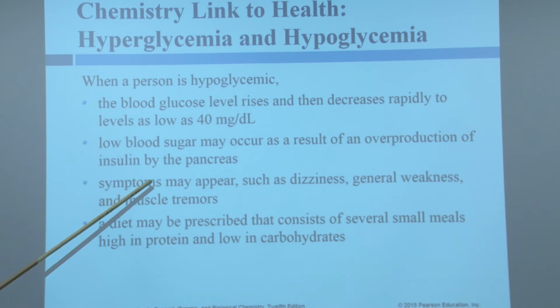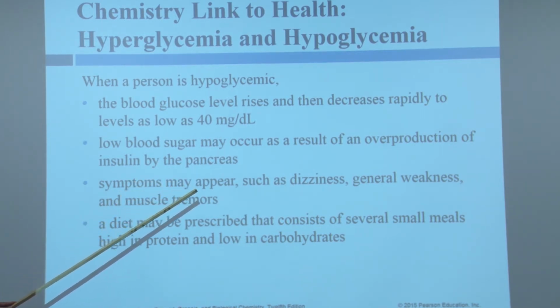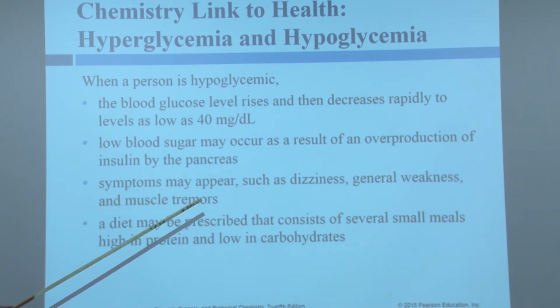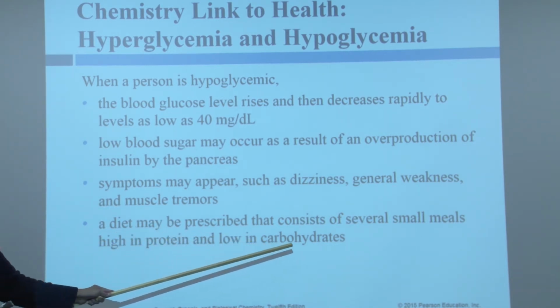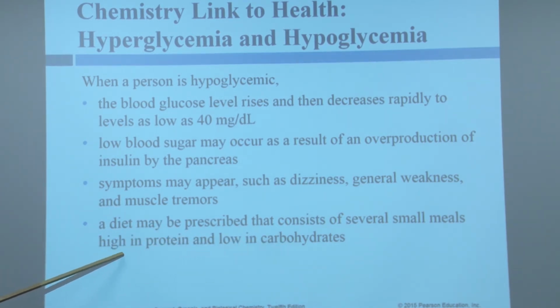What does the insulin do? It takes the sugar from the blood and deposits it into the different muscles and all the different areas where the need is. Symptoms may include dizziness, general weakness, muscle tremors. So this is the management of hypoglycemia: high protein, small amounts, low in carbohydrate. So this is your chemistry linked to health. We're discussing diabetes, generally what it means.